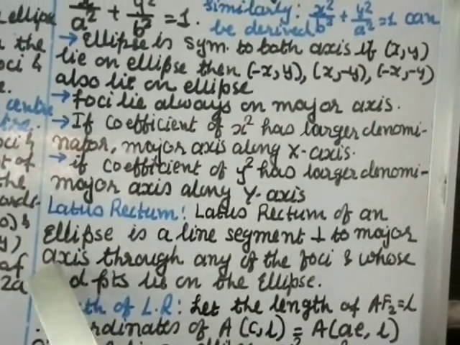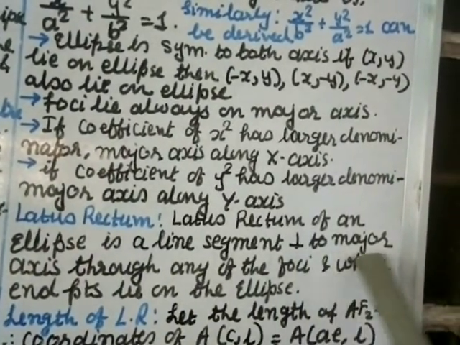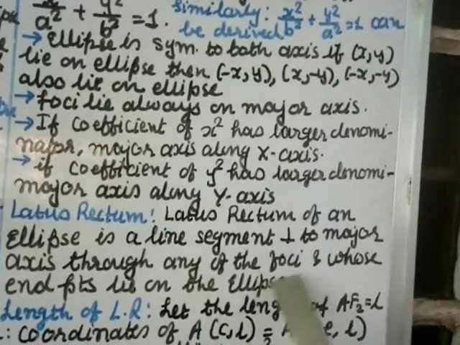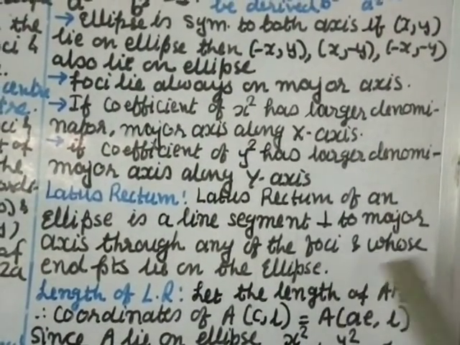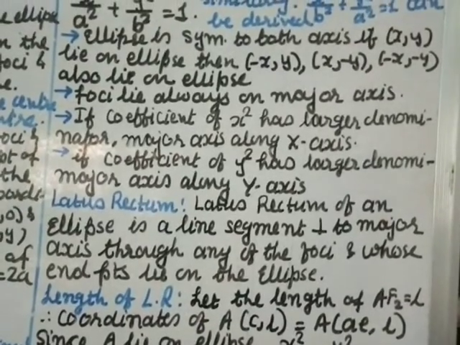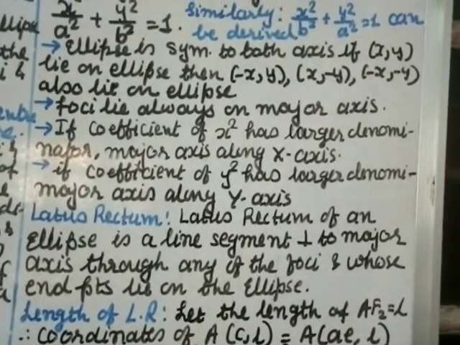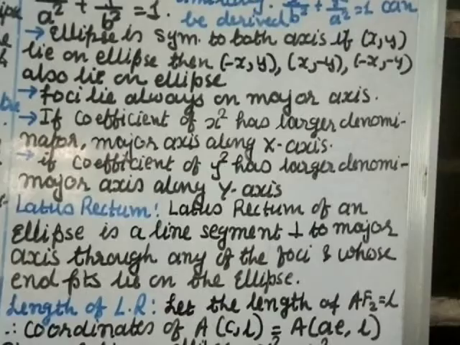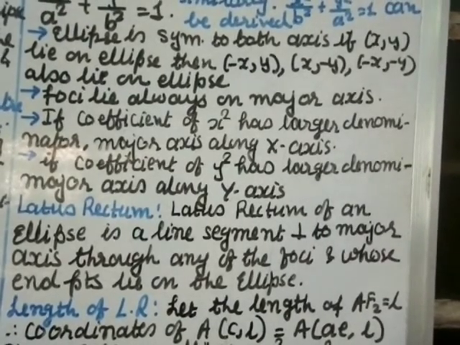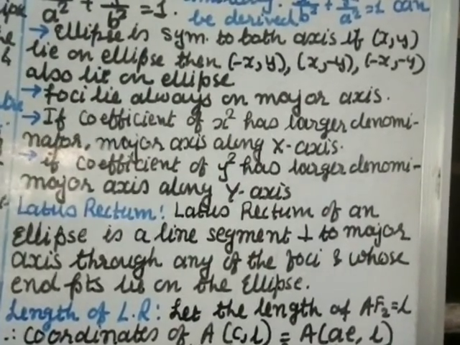Latus rectum of an ellipse is a line segment perpendicular to the major axis through any of the foci and whose endpoints lie on the ellipse. So it is the same as the latus rectum of the parabola we studied previously. It is perpendicular to the major axis, it passes through the foci, and its endpoints lie on the ellipse.